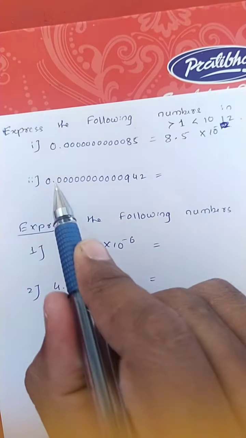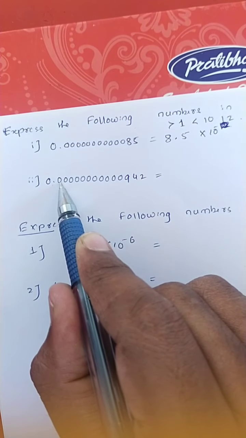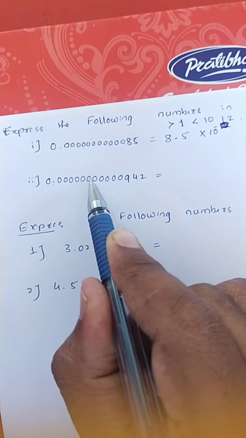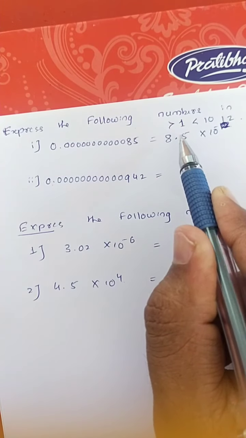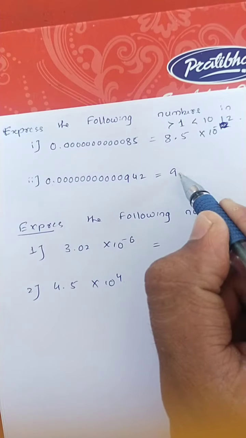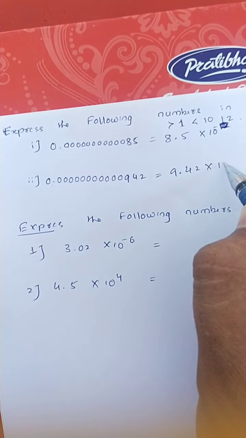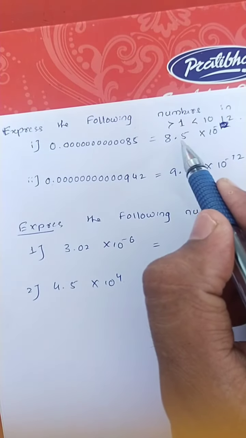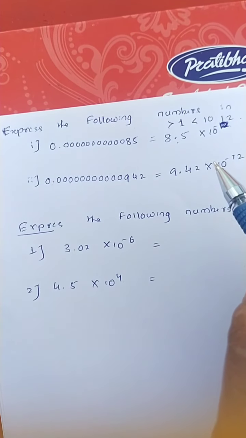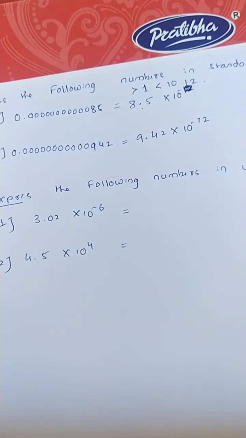Similarly, see this question, it is 0 point, how many zeros? 1, 2, 3, 4, 5, 6, 7, 8, 9, 10, 11. The standard form should be greater than 1, so I can write it as 9.42 into 10 raised to minus 12. So this is the standard form.